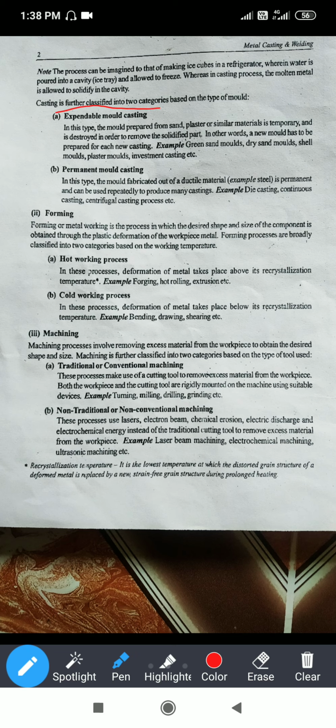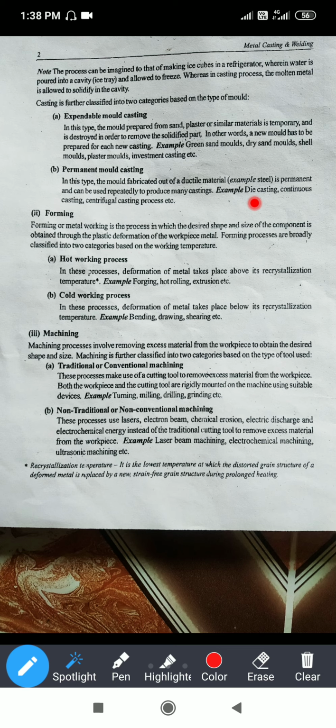Now let us see, the casting is further classified into two categories: expandable mold casting and permanent mold casting. Now let us see what this expandable mold casting and permanent mold casting are.